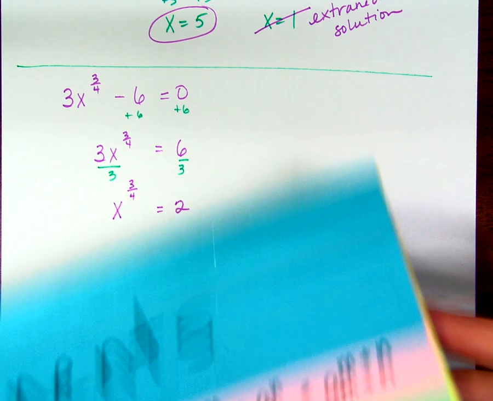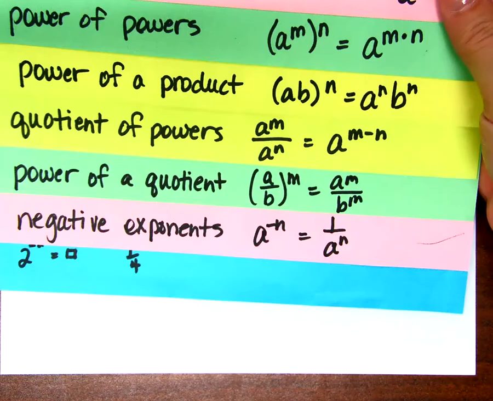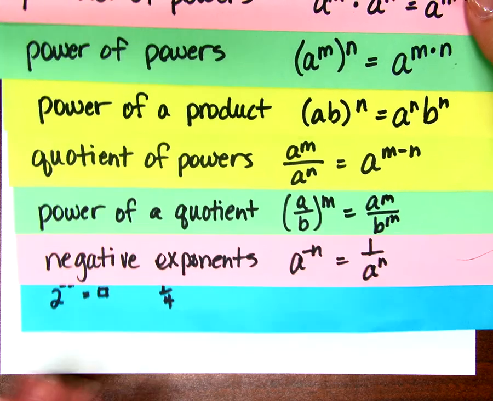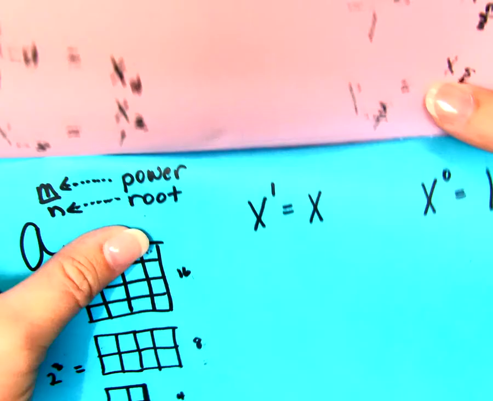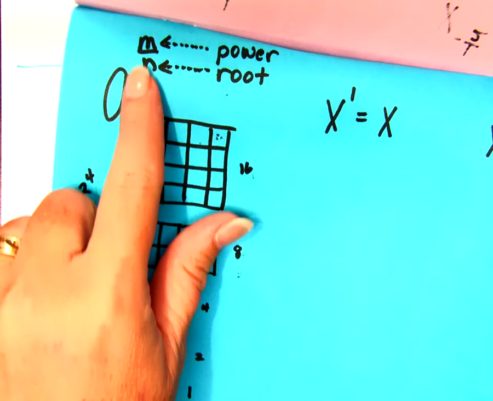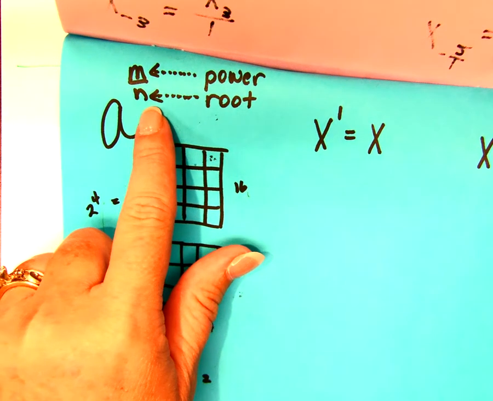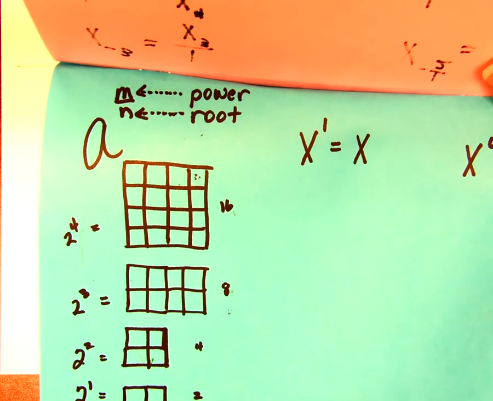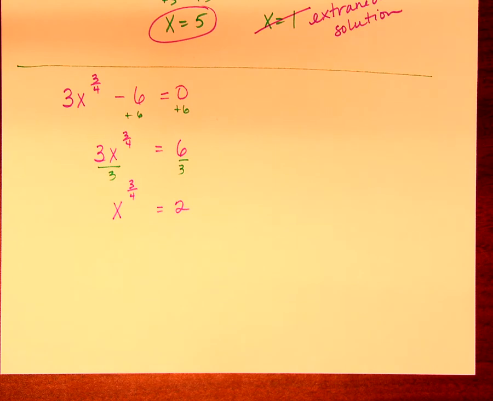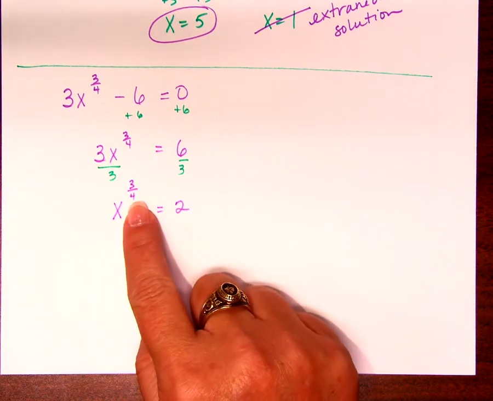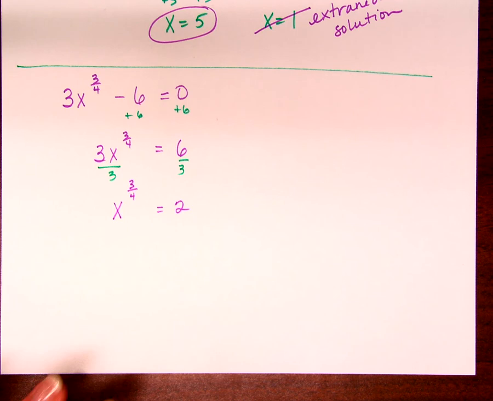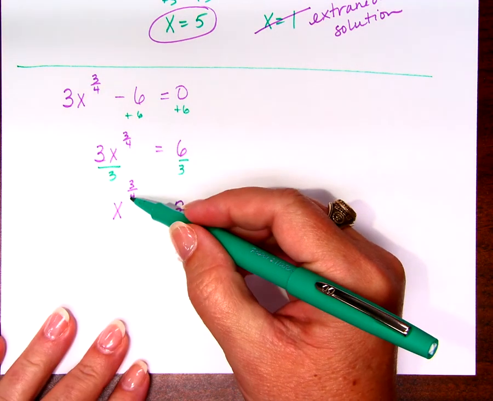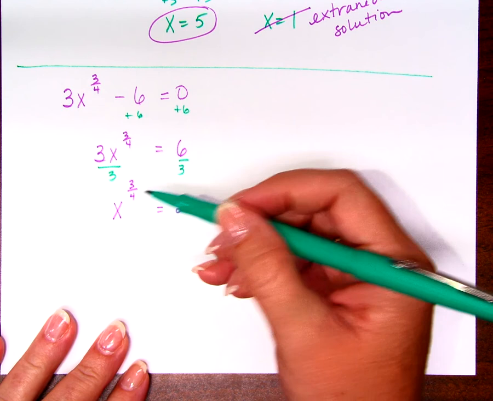I don't know if you remember making this last year. Do you remember making this? On the back page, we talked about how if a has a fractional exponent, the numerator is the power, the denominator is the root, right? So keep that in mind. How do we get rid of a fractional exponent? I need that exponent to be what? I just need it to be 1, right?